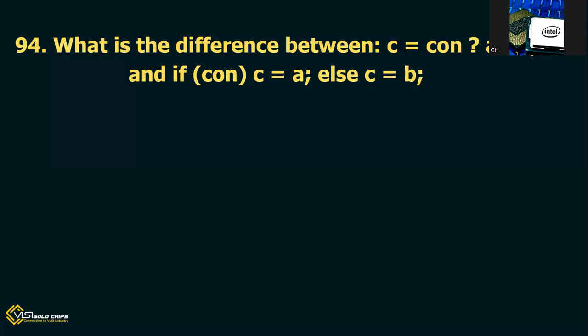Next question is, what is the difference between C = con ? A : B, and if (con) C = A; else C = B? Both are actually same.